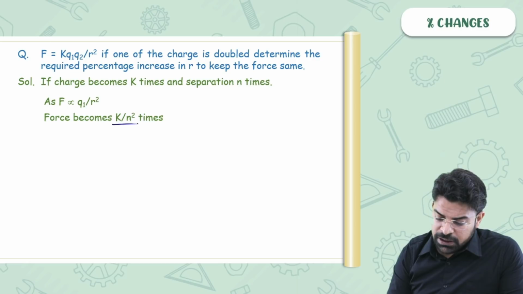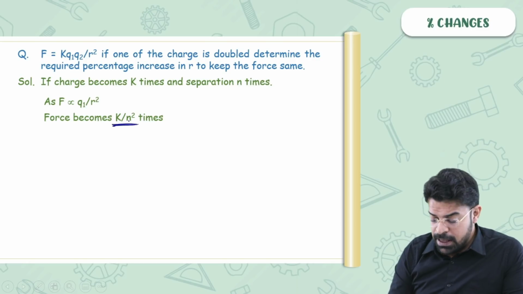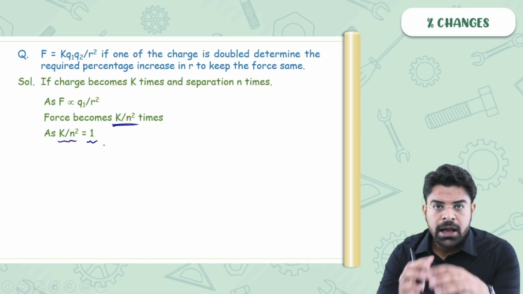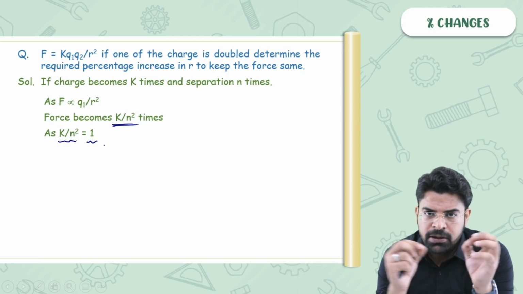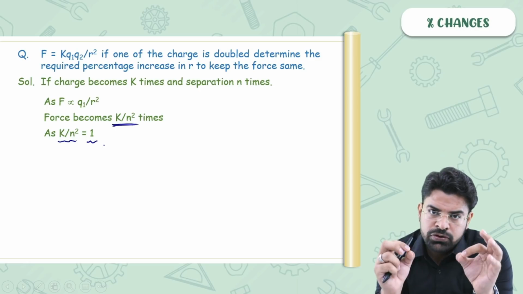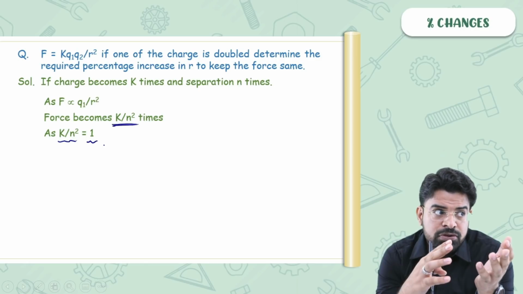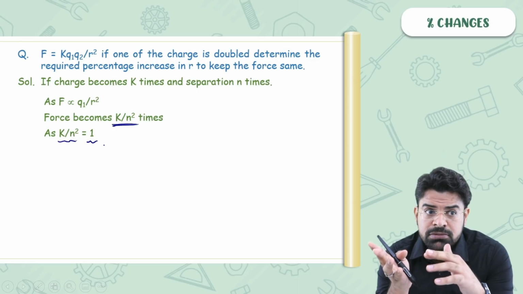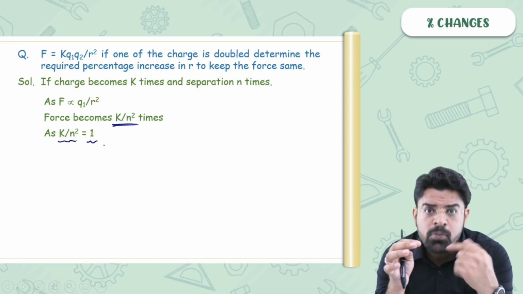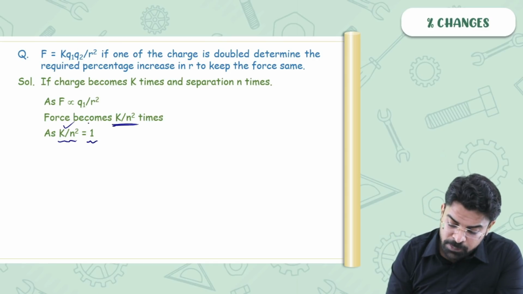Now, you want here the force to remain the same. Hence, you can say that the value of K upon N square should be 1. When charge becomes K times, separation becomes N times. The force becomes K upon N square times. You want the force to be the same, so the final force is the same as initial force. So it should become how many times? If the final force is the same as initial force, it should become 1 time. So hence you will say K upon N square is 1.